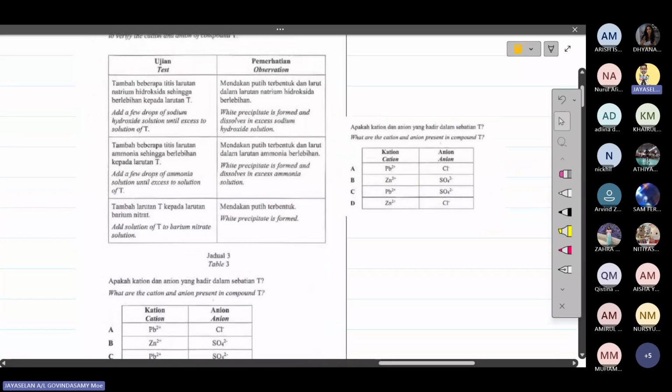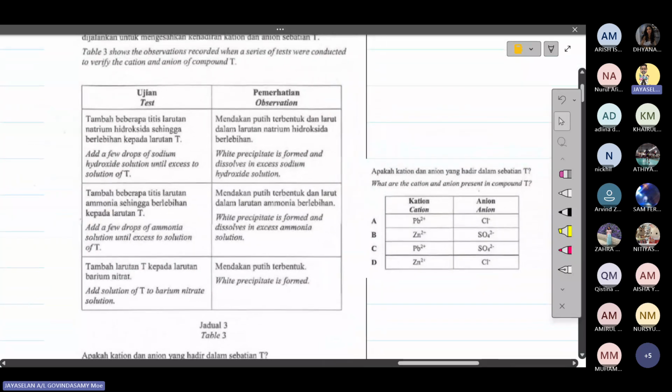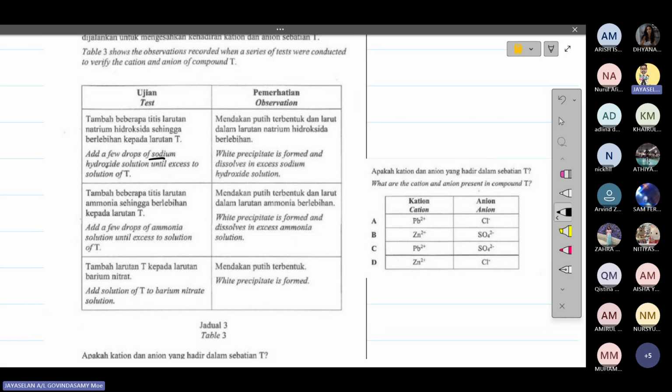Now we go for this question. Easy. Please check here. When they add sodium hydroxide until excess, when you see a white precipitate, what do you put? CAMPZ. The cations present are CAMPZ: calcium ion, aluminium ion, magnesium ion, lead(II) ion, zinc ion. Very easy. White precipitate, CAMPZ.